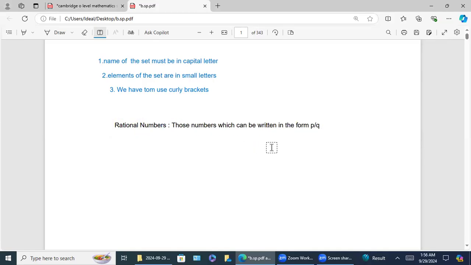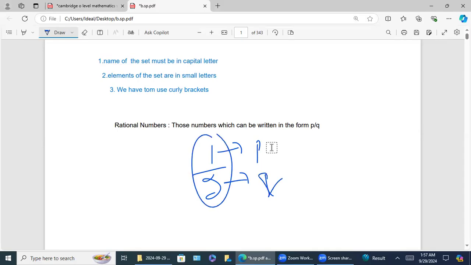Those numbers which can be written in the form of P upon Q, I have to explain this. Like 1 upon 2. As we know, 1 is P and 2 is Q. Then this type of numbers are rational numbers. Their answer must be terminated.